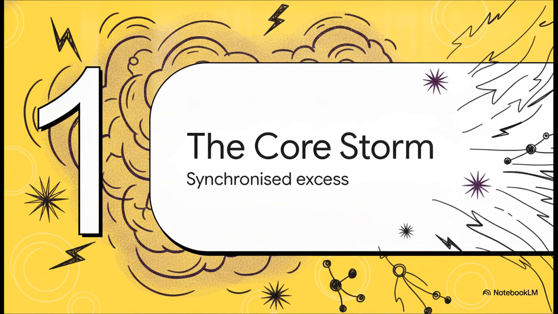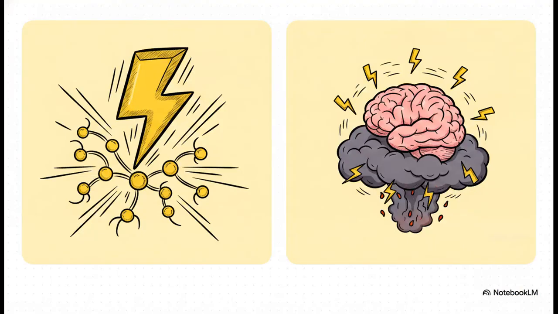The core storm. Synchronized excess. First things first, we've got to clearly separate two terms that get confused all the time: a seizure and epilepsy. Normally, your brain's cortical activity is this beautiful, asynchronous hum, kind of like a busy city street. Everyone's doing their own thing, firing at different times for different reasons. A seizure is what happens when a critical mass of those neurons abandon that normal diversity and form a hypersynchronous flash mob. They just start firing in uncontrolled lockstep. But it's a transient event.